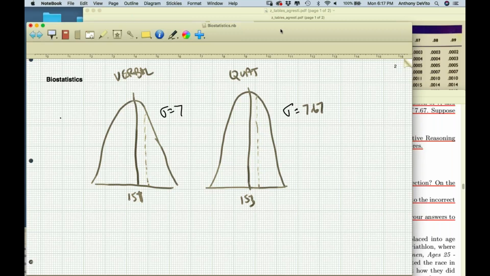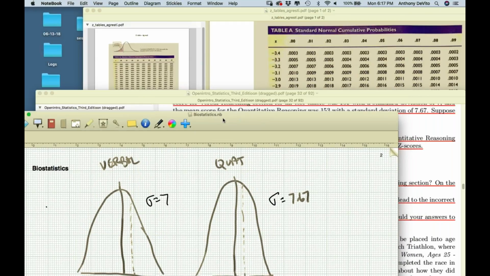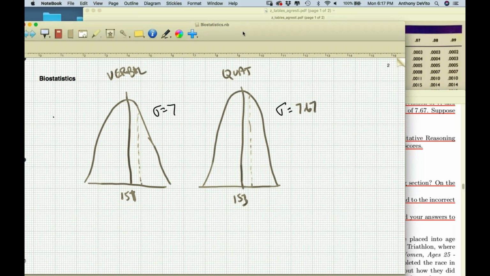Okay, so in order to figure this out, we're going to have to calculate the z-score for each of her attempts on the verbal and on the quantitative. Let's take a look at the verbal first. How many standard deviations above the mean is she for the verbal score? How many standard deviations below the mean is she for the quantitative score? That's what our z-score represents. Our z-score is the difference in terms of the number of standard deviations. How do we figure that out?